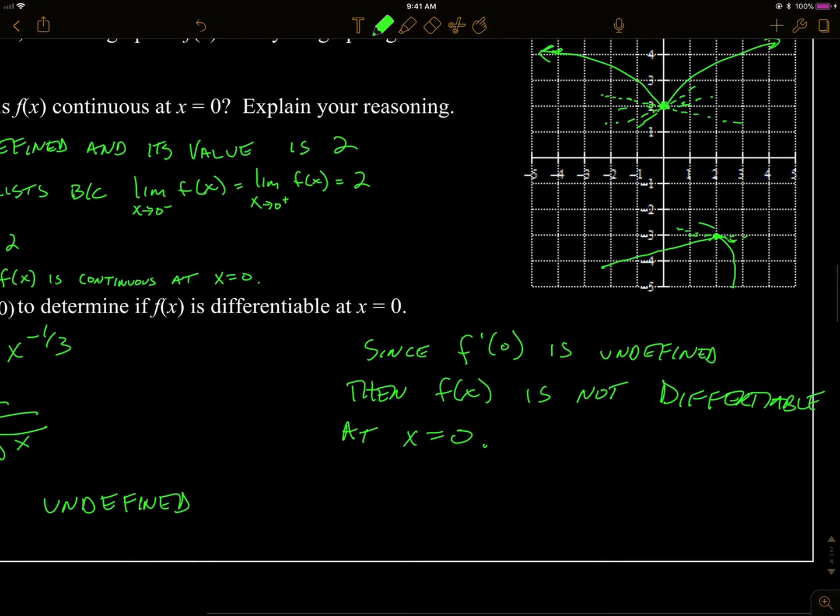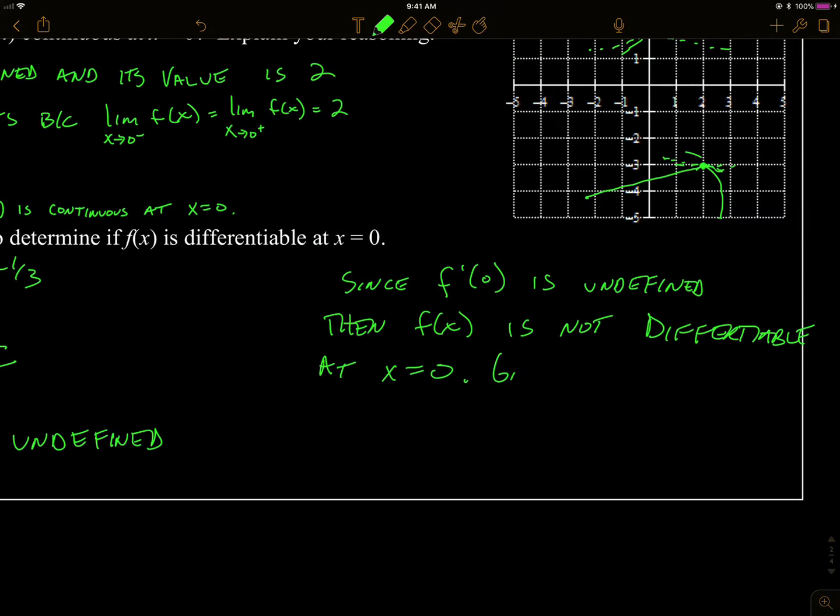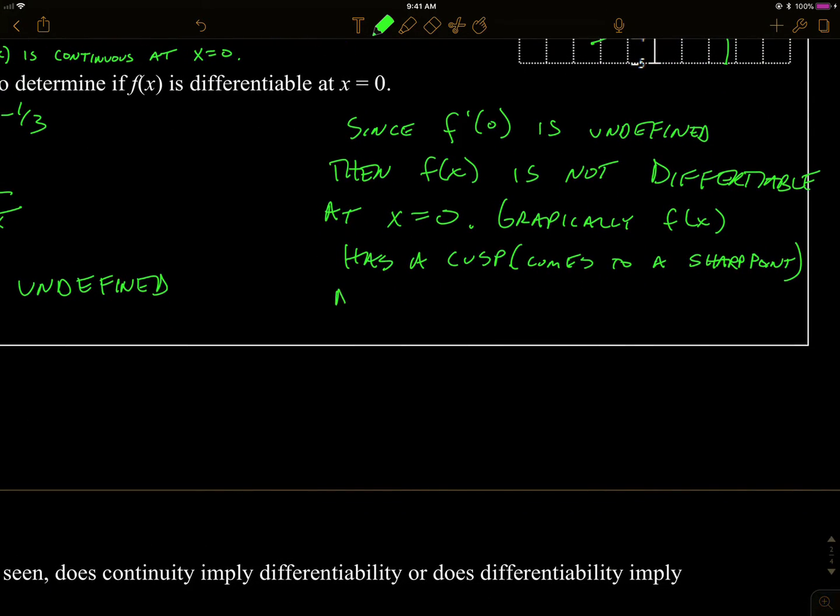Okay. Now some piecewise functions will be differentiable. Like that first one I drew, maybe it's a nice smooth turn and it doesn't make a sharp corner. So maybe I can draw a unique tangent line. But graphically, when this happens, we call it a cusp, which means it comes to a sharp point. And that means that I can draw more than one tangent line. So therefore, it's not differentiable.